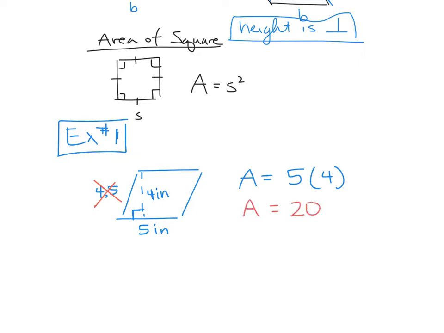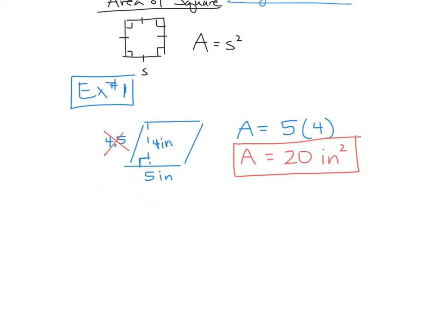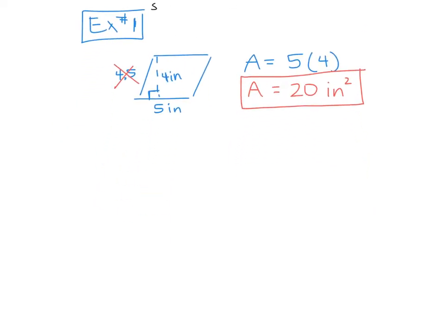And then when you're labeling area, it's always inches times inches, or feet times feet, or yards times yards, whatever it is, which would be what? Inches squared. Okay, so 20 square inches would be my area of that parallelogram. What would this one be?